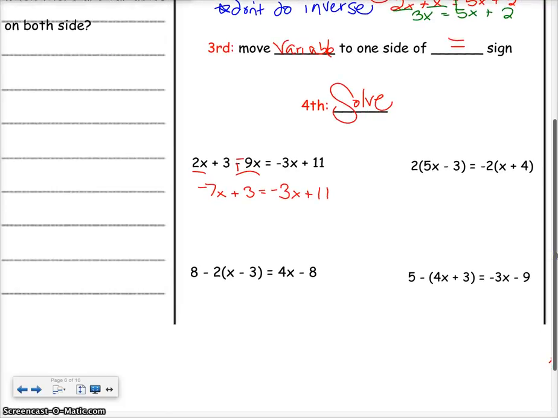Step 3 is to get the variable to one side. What we usually try to tell kids is move your smaller variable because then you don't have to deal with negatives as much. So negative 7 is smaller than negative 3. So you could move your negative 7x by adding 7x. Add 7x. Three equals negative 3 plus 7 is 4x plus 11.